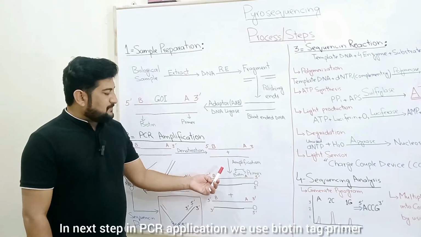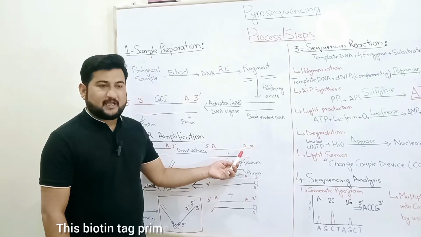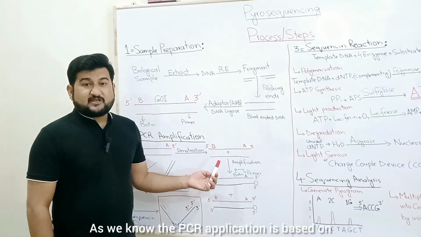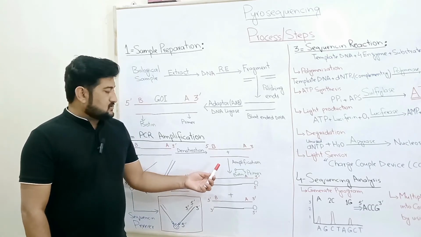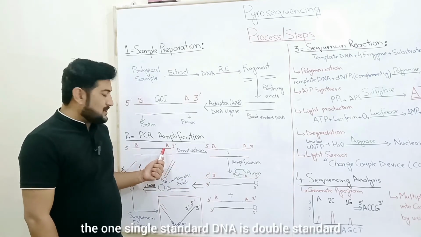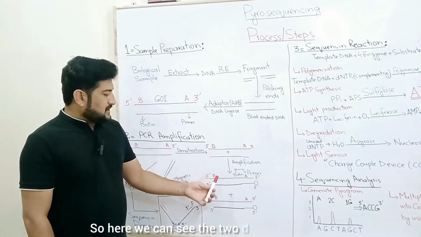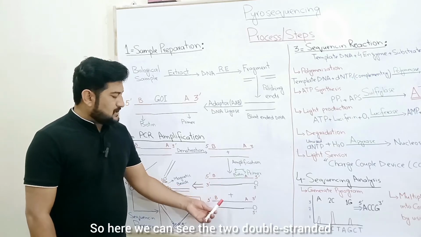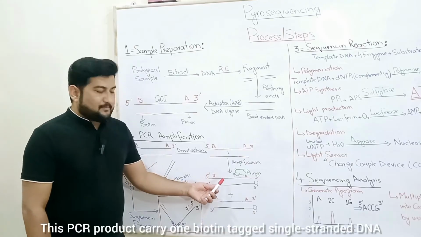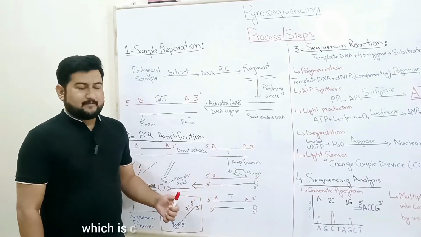In the next step of PCR amplification, we use a biotin-tagged primer. This biotin-tagged primer is complementary to the adapter A, which is present at the 3' end of this single-stranded DNA. As we know, PCR amplification is based on the semi-conservative method. So after one cycle of PCR amplification, the double-stranded DNA is converted into two double-stranded DNA. So here we can see the two double-stranded DNA made after one cycle of PCR amplification. This PCR product carries one biotin-tagged single-strand DNA, which is complementary to the template strand.